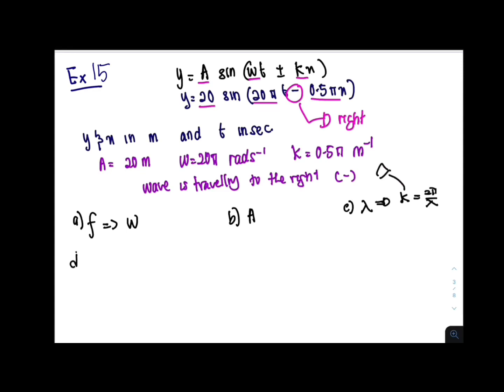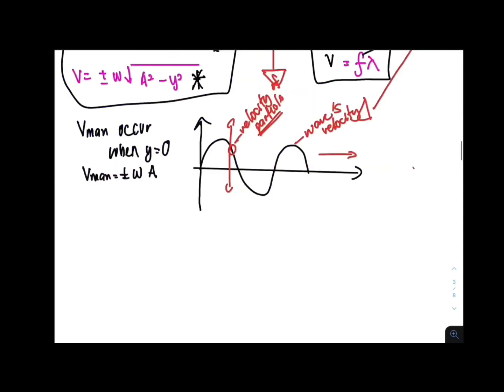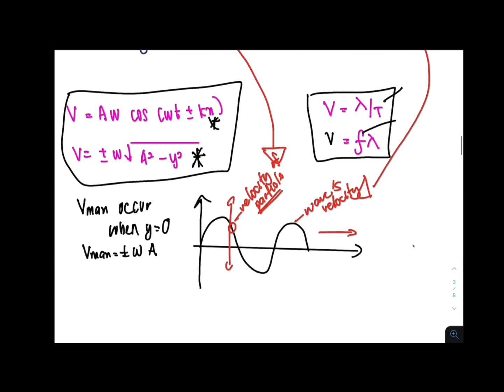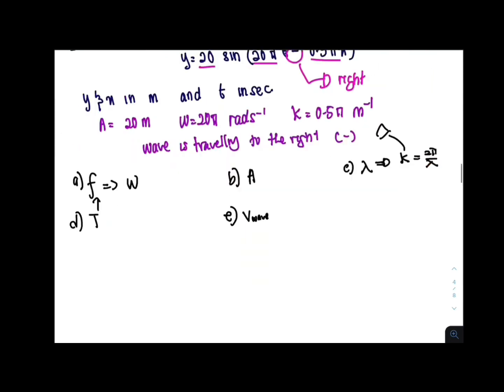And next, the question asks to find the period, T. Once you have got your frequency, you can find your period. And then question E asks to find the velocity of the wave. We have looked previously at the equations for velocity. You can choose V wave equals F lambda or lambda over T. Both values you have got: frequency, period, and wavelength you have already found in question C.